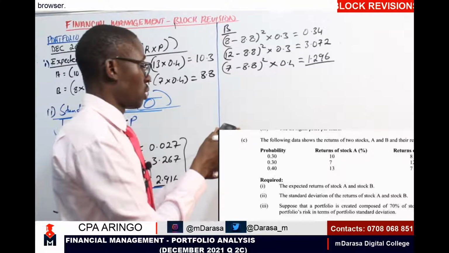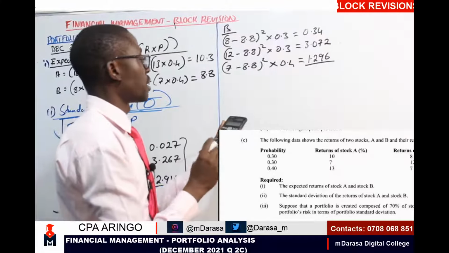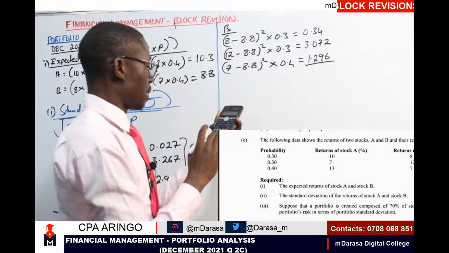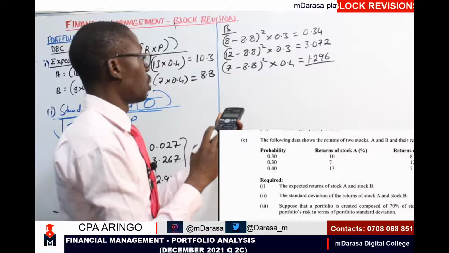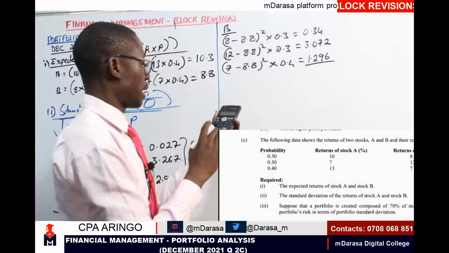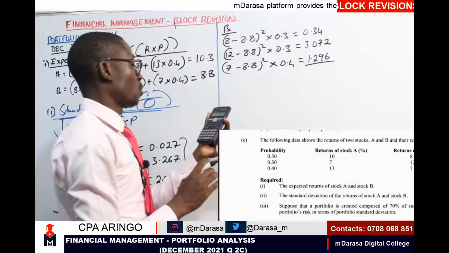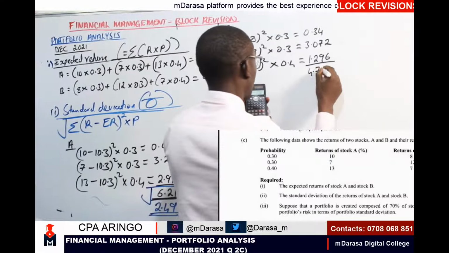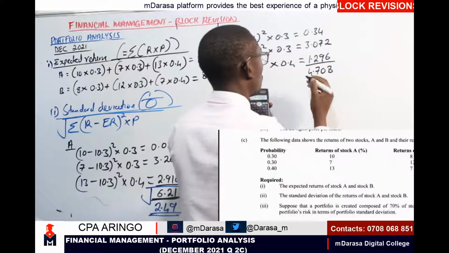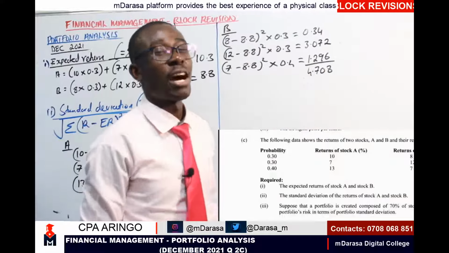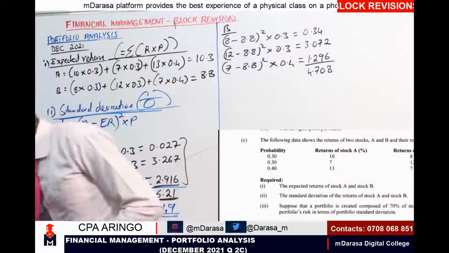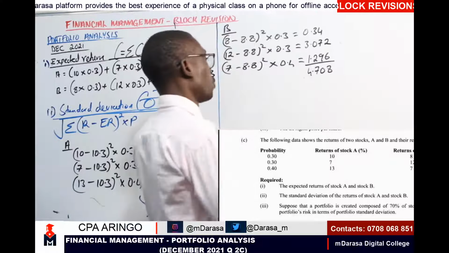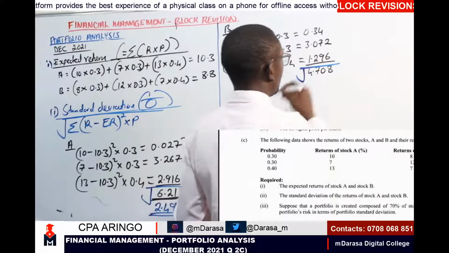If we do the summation, 0.34 plus 3.072 plus 1.296 should give me a figure of 4.708. That is our variance. But our interest is in the standard deviation. So how do we determine our standard deviation? I just introduce the square root.